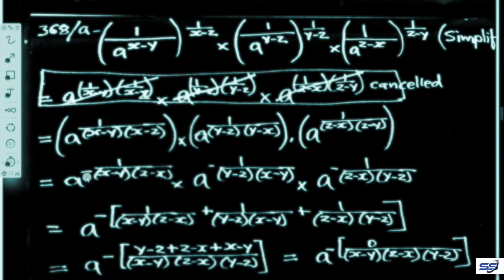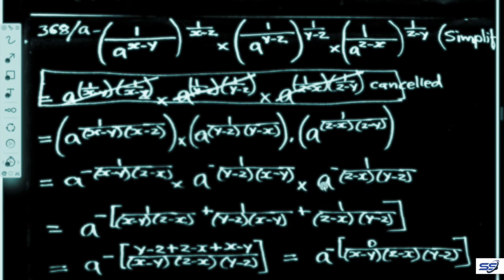In this way, a to the power minus 1 upon (x minus y) into (z minus x). As x minus z is inverted, the sign shall also be changed: minus comes into plus, plus comes into minus. Same thing here, y minus x is inverted to x minus y, so minus comes in front. Here also, a to the power minus 1 upon (z minus x)(y minus z). Z minus x is as usual, and z minus y is inverted to y minus z, so a minus sign comes in front. Whenever we invert the lower one, a minus sign comes in front.